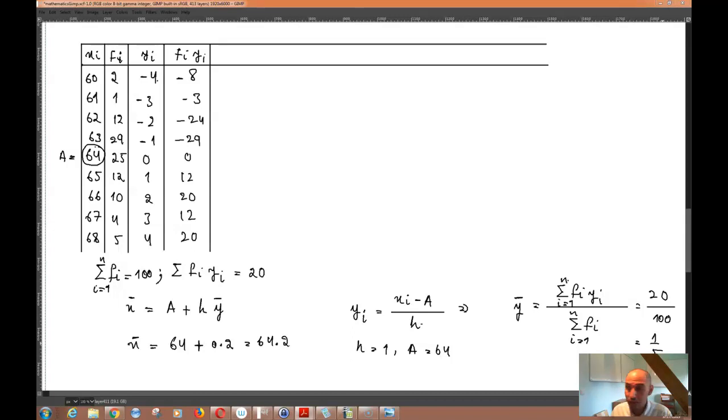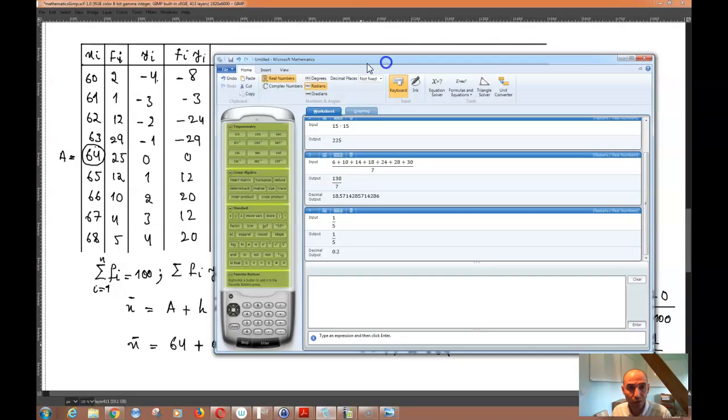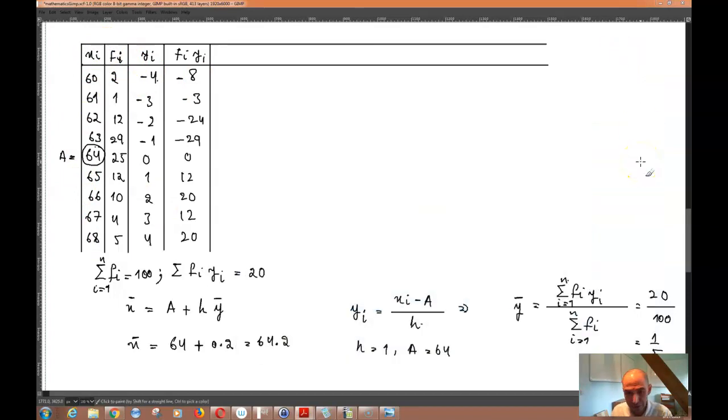Now let me actually find the mean of these numbers, just simply using the calculator. So I have 60 through 68. What is 60 through 68? If you have 60, 61, 62 through 68, that is 1, 2, 3, 4, 5, 6, 7, 8, and 9 numbers. So the number of these numbers is 9.